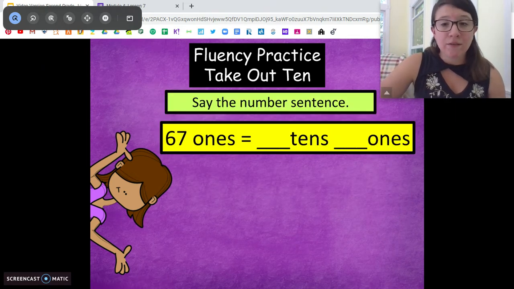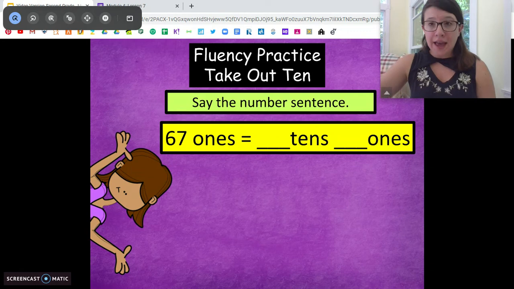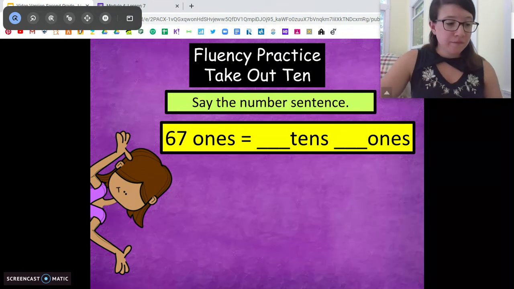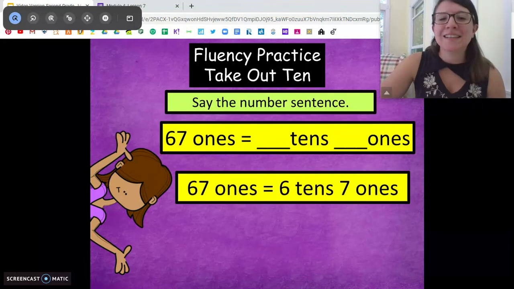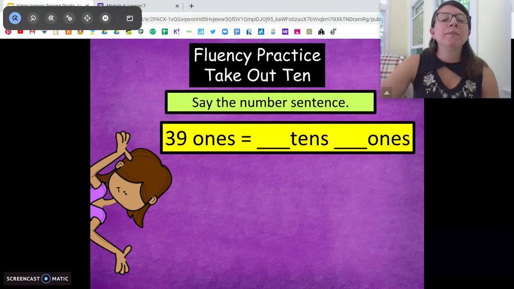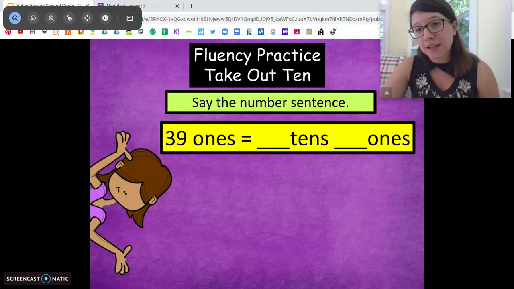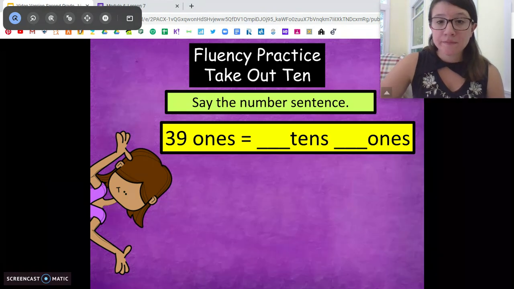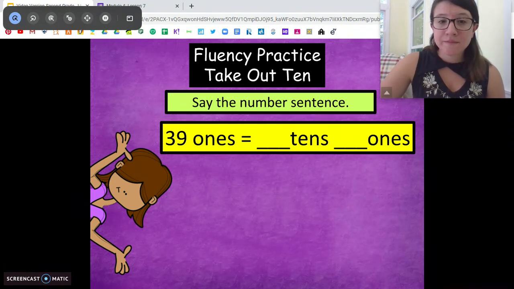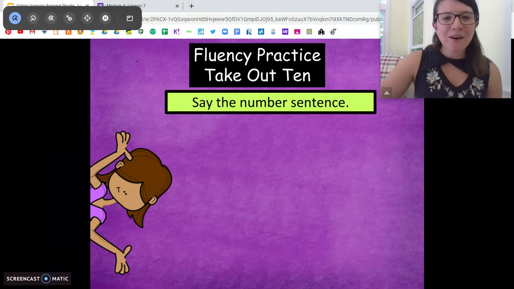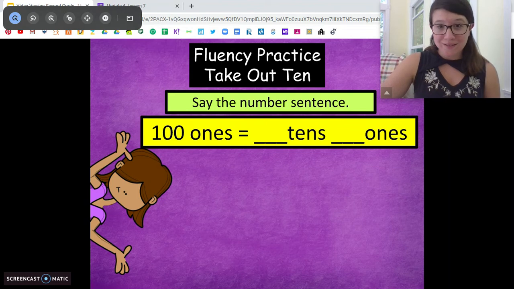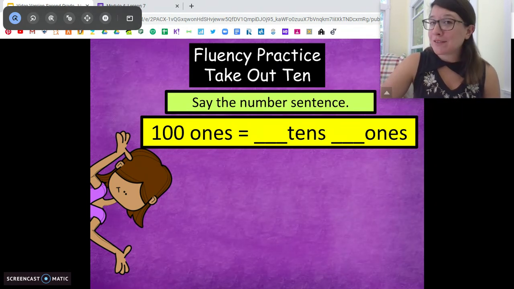We have 67 1s. How many 10s, how many 1s? Awesome. 6 10s, 7 1s. Very good. Try this one. 39 1s. How many 10s, how many 1s? 39 equals 3 10s, 9 1s. Very good. Keep going. 100 ones. How many 10s, how many 1s?